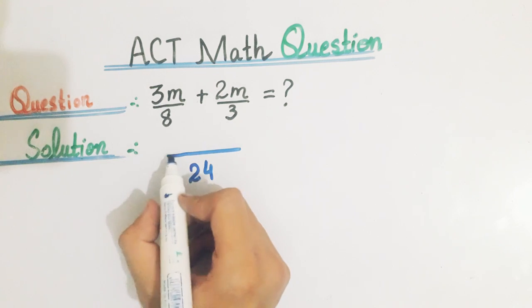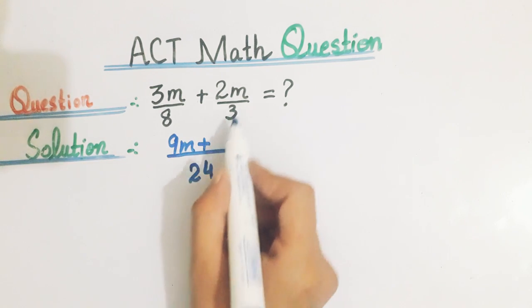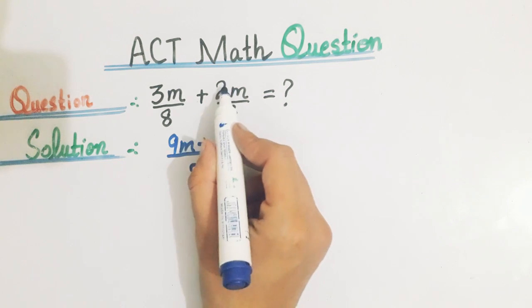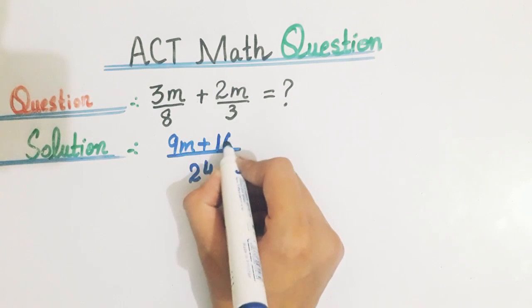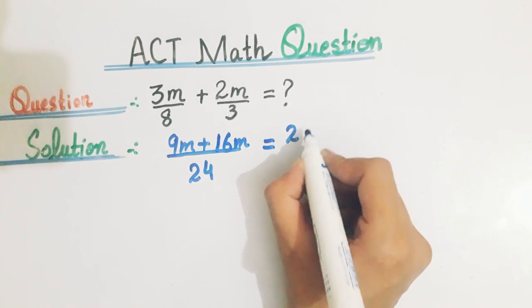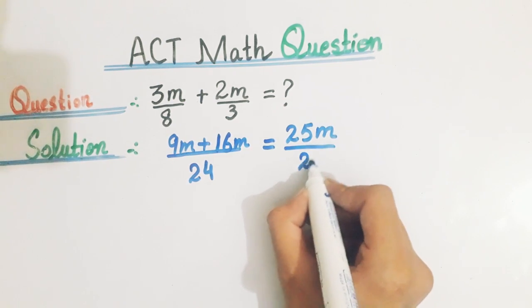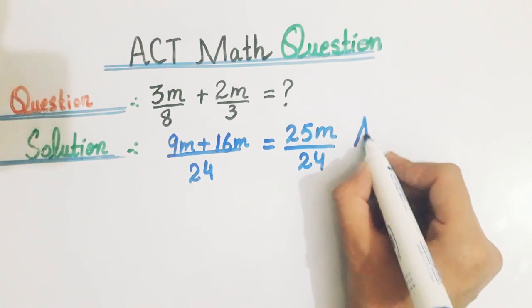3 into 3 is 9, so 9m. Plus 24 divided by 3 is 8, and 8 multiplied by 2 is 16. So 9m plus 16m is 25m. So 25m by 24. This will be the answer.